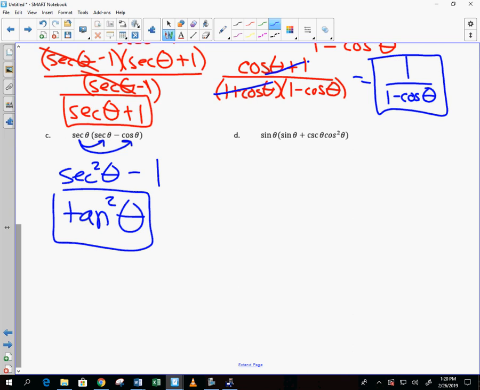With the next one, I can multiply sine through. Sine times sine is sine squared of theta. What's the relationship between sine and cosecant? They're reciprocals. So when you multiply them, you get 1, plus cosine squared of theta. Shoot, if I only knew what sine squared plus cosine squared was. It's 1.